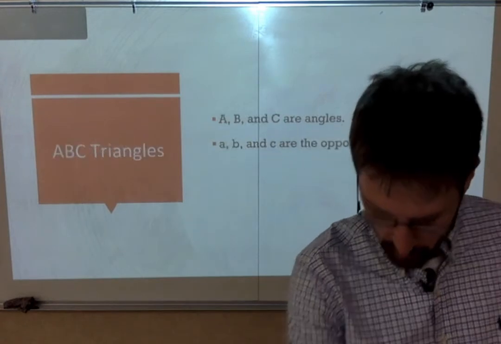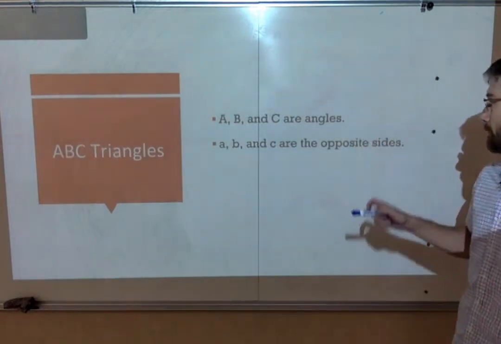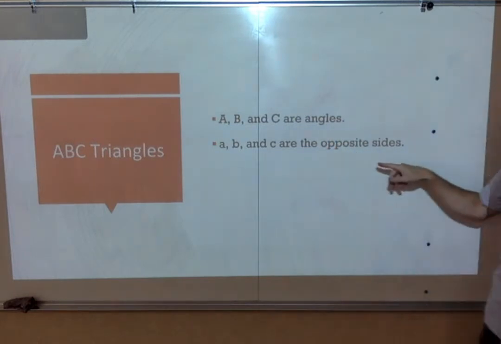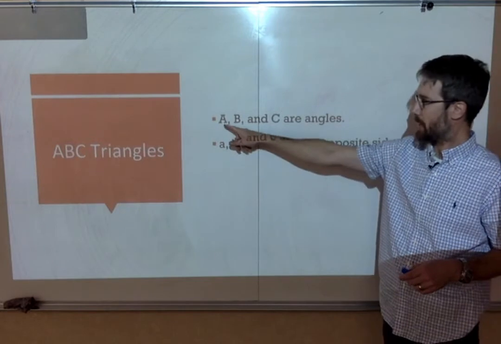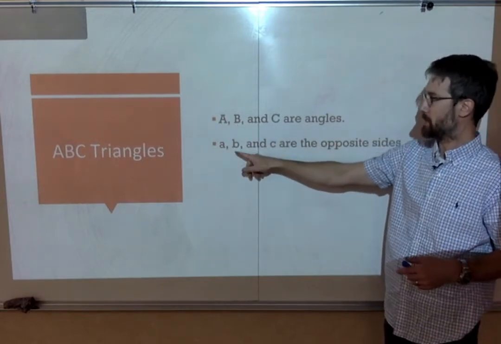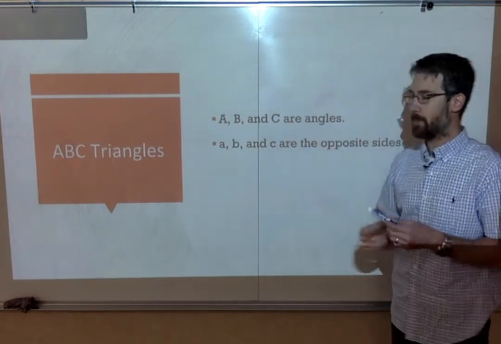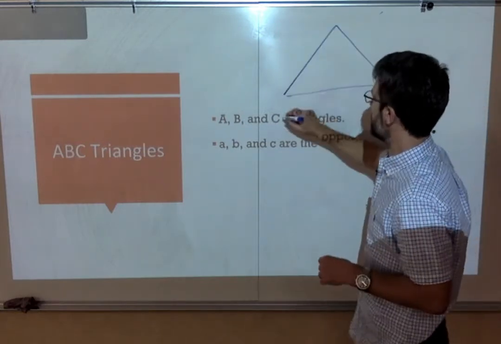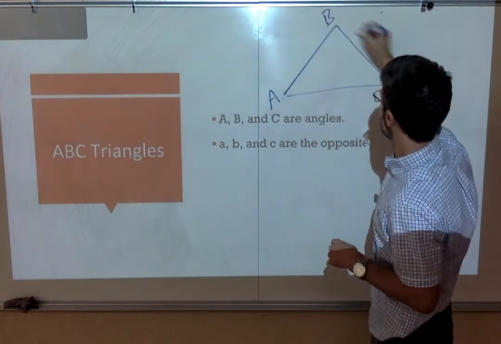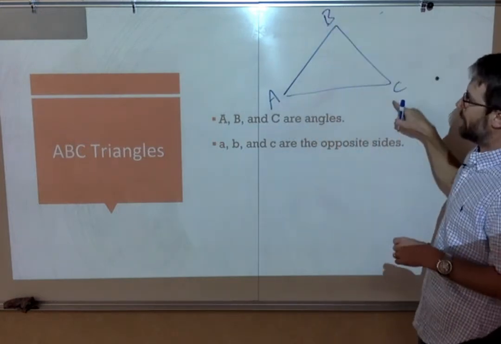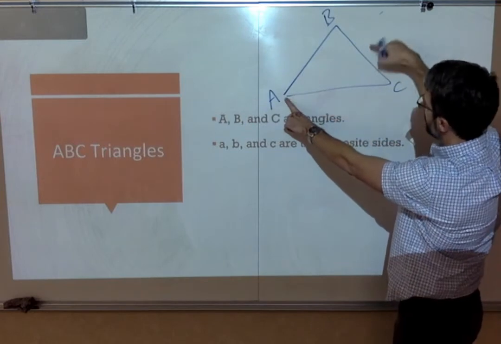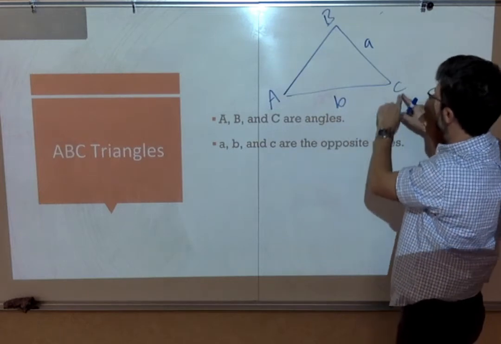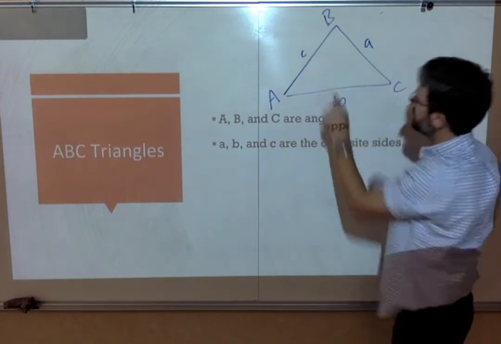So here we go. For an ABC triangle, capital letters represent angles, lowercase letters represent the opposite side. So angle A is opposite side A, angle B opposite side B, and angle C opposite side C. What that would look like, just a generic ABC triangle: if I say this is A, B, and C, angles A, B, and C with capitals, then the opposite from angle A would be side A, the opposite from here would be side B, and the opposite from here would be lowercase side C.